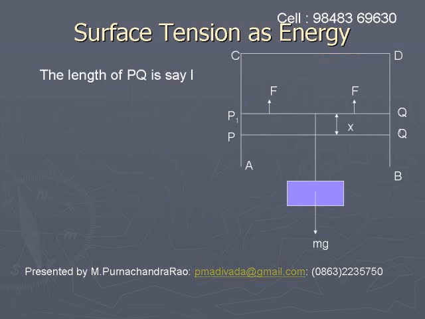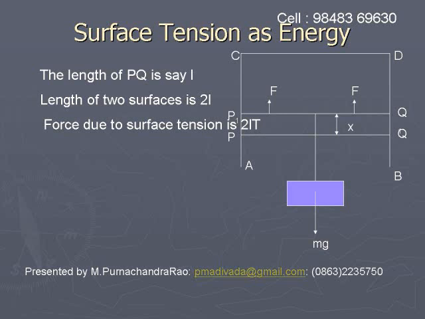Since the soap film has two surfaces, the total length over which the surface tension force acts is 2L. If we take the surface tension as T, then the force acting over the length 2L is 2LT.